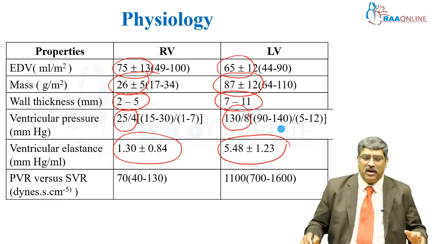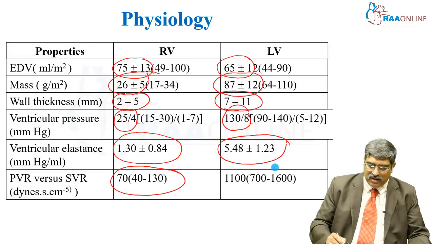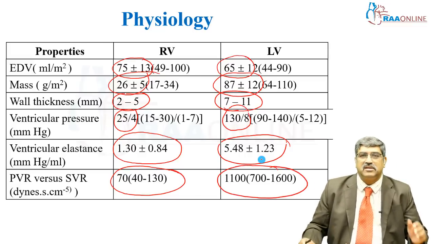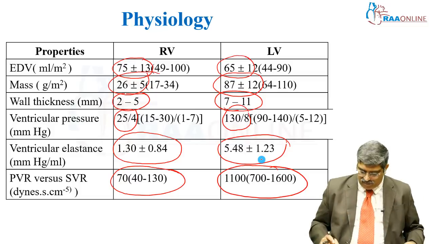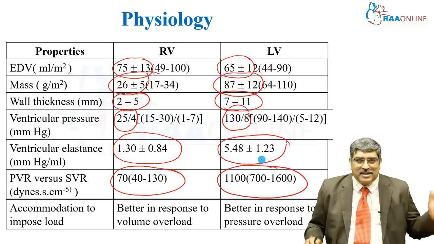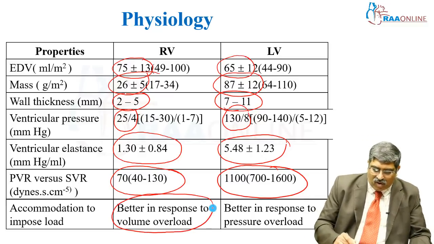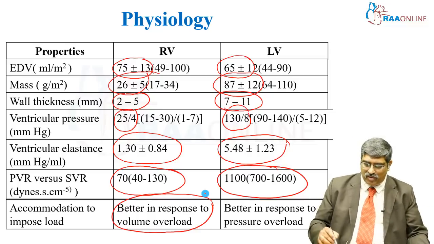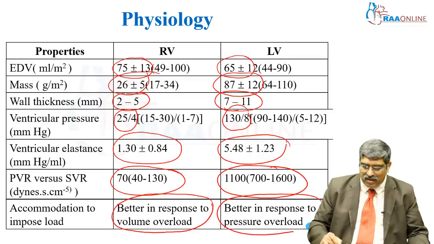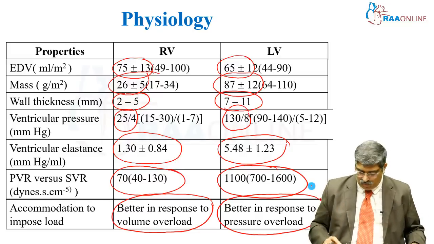And coming to PVR, actually it is between 70 to 130. In SVR, systemic vascular resistance for the aorta, roughly it is around 1200 to 1500. And as I explained in the previous slide, the right ventricle tolerates volume overload but does not tolerate the pressure overload. Here, the left ventricle tolerates the pressure overload better than the volume overload.